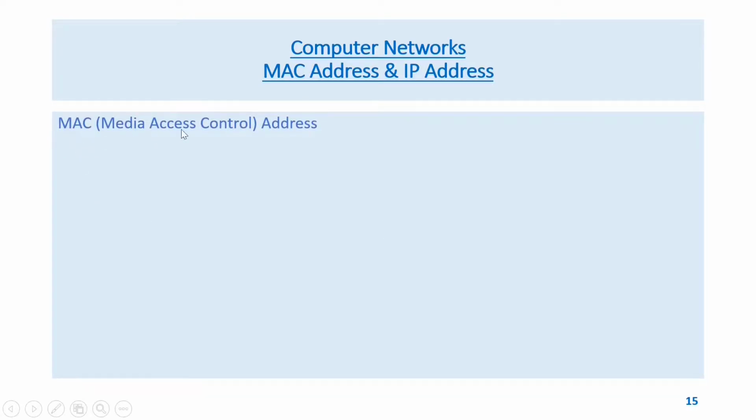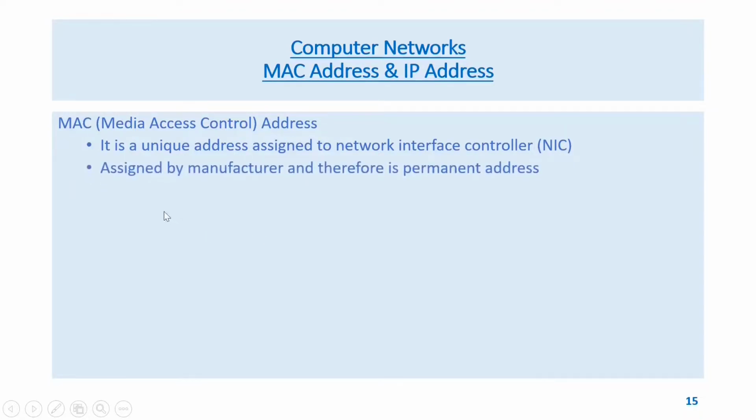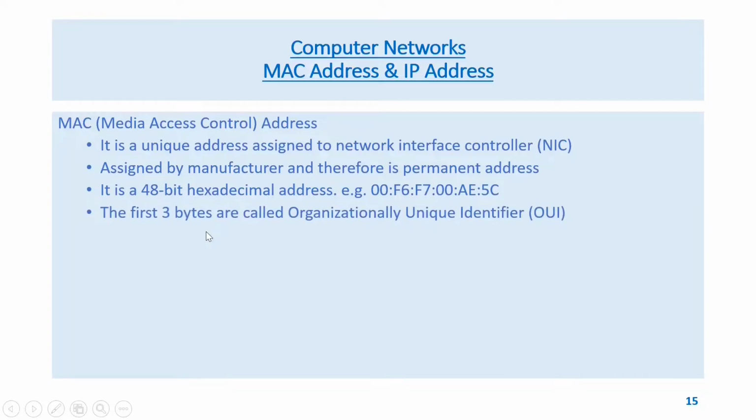MAC is Media Access Control Address. It is a unique address assigned to Network Interface Controller, NIC, assigned by manufacturer and therefore is a permanent address. It is a 48-bit hexadecimal address, example 00:F6:F7:00:AE:5C. The first 3 bytes are called Organizationally Unique Identifier, OUI.